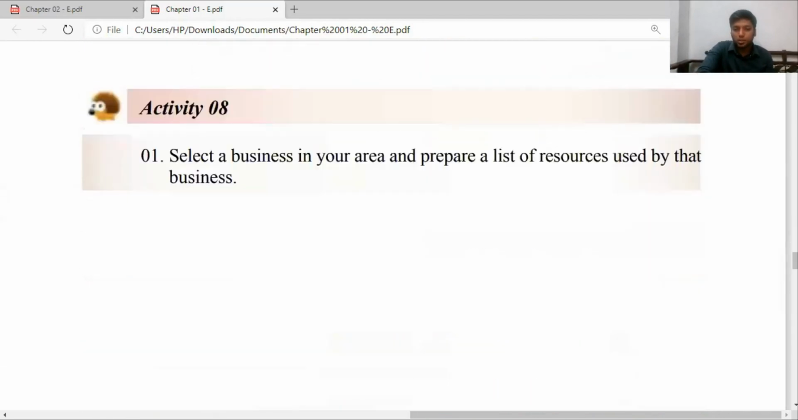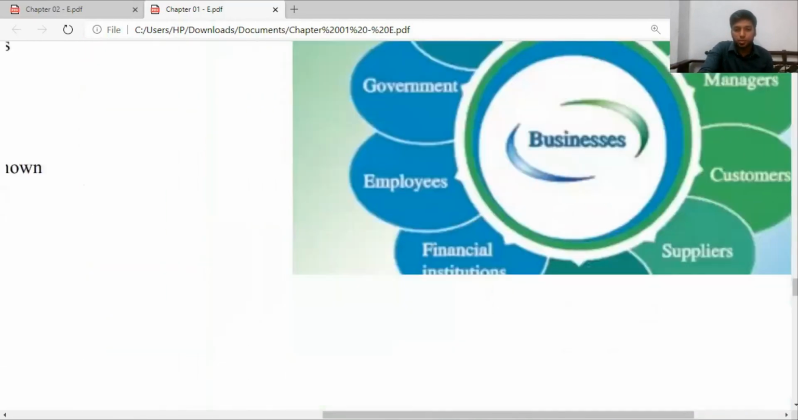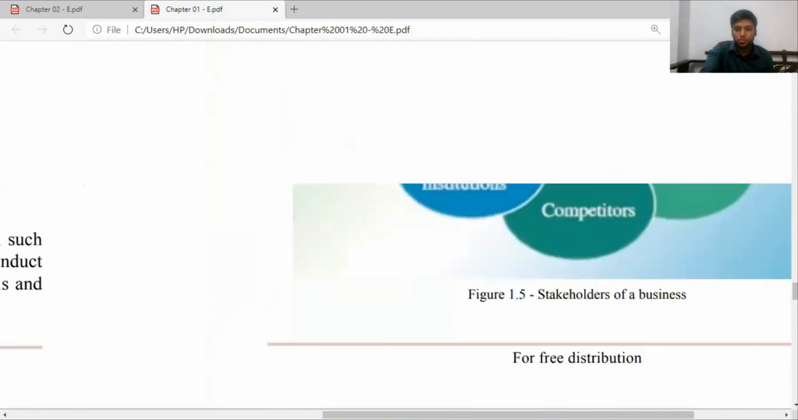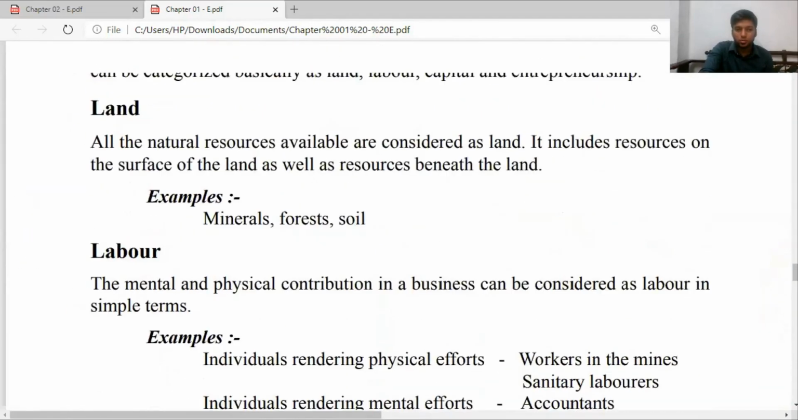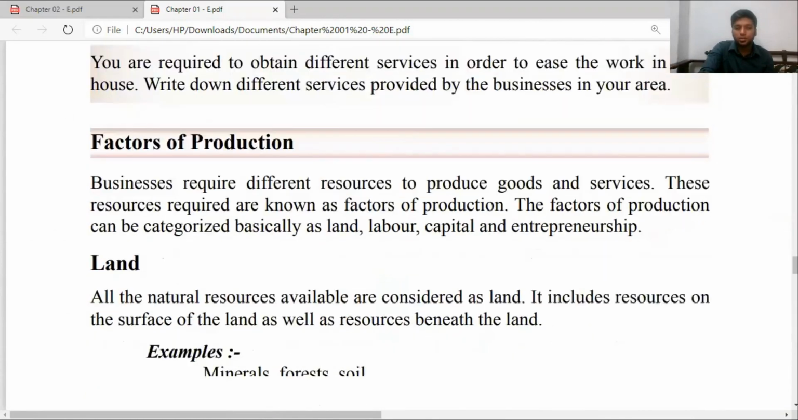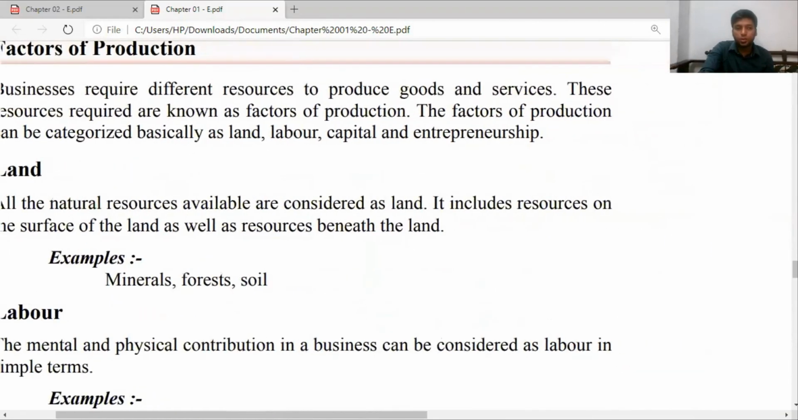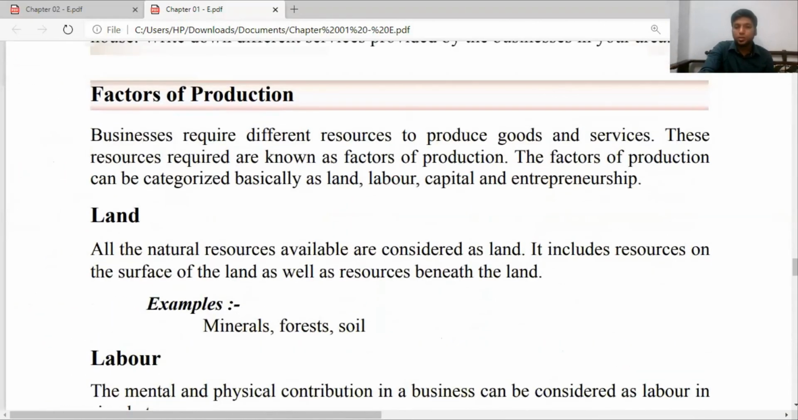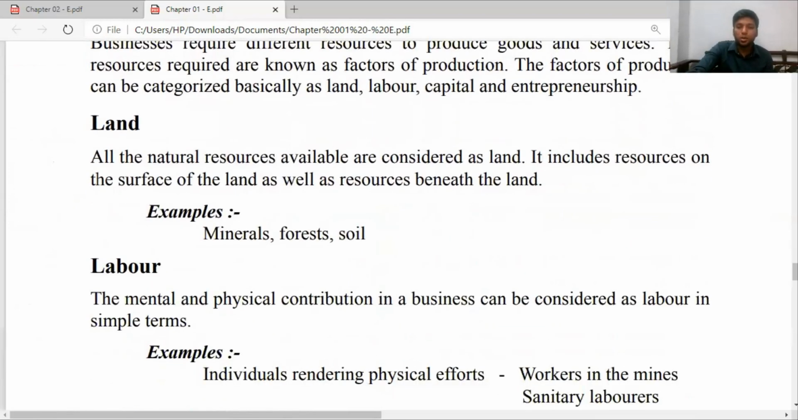So moving on to page number 8. What do you have on page number 8? Factors of production, a very good term. You need to remember, a very important area. Businesses require different resources to produce goods and services. These resources required are known as factors of production. The factors of production can be categorized basically as land, labor, capital, and entrepreneurship. So there are 4 things in factors of production people need to know: land, labor, capital, and entrepreneurship.